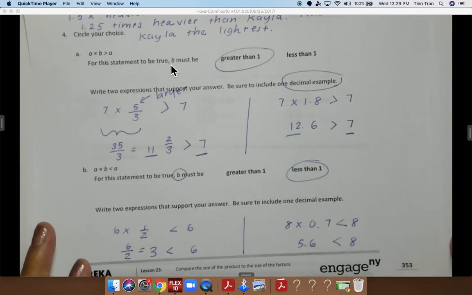So in this lesson, what they're focusing on is you understanding what makes a number larger or smaller when you are multiplying times a decimal or a fraction. And they want to know if you understand if it's going to be greater than 1 or less than 1.